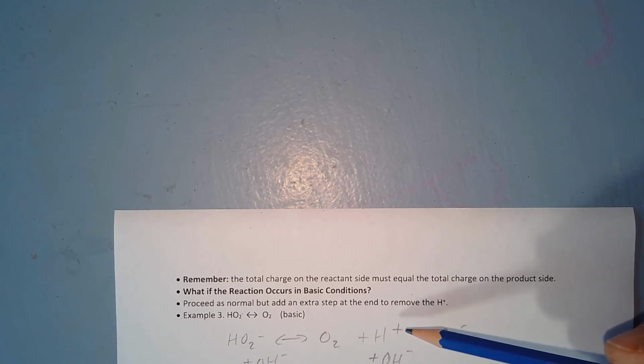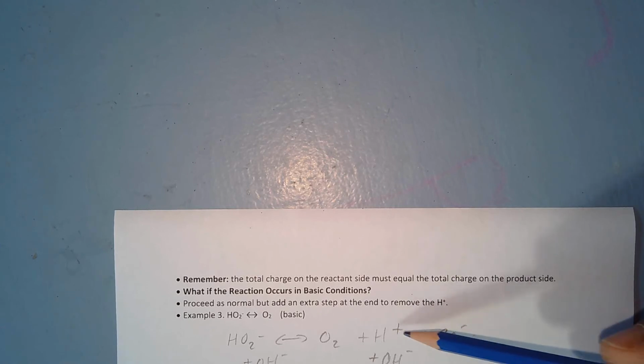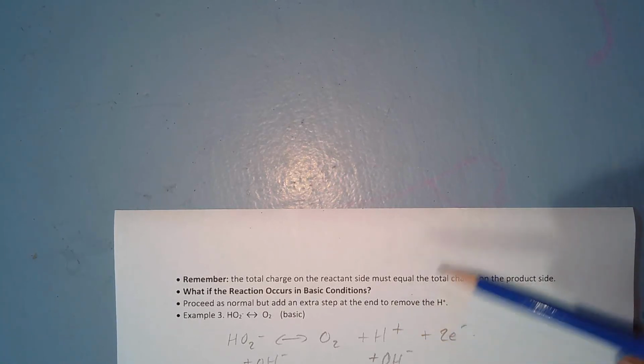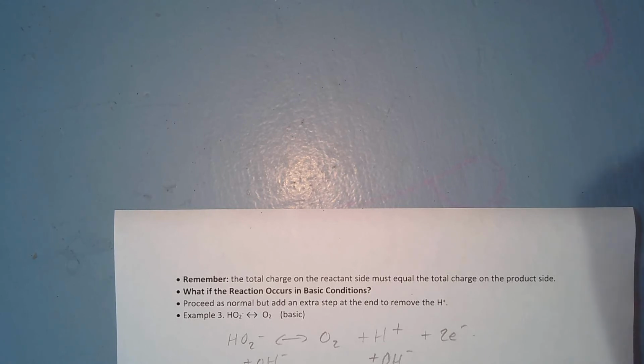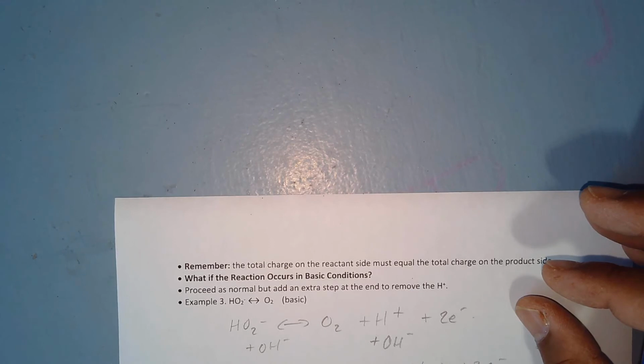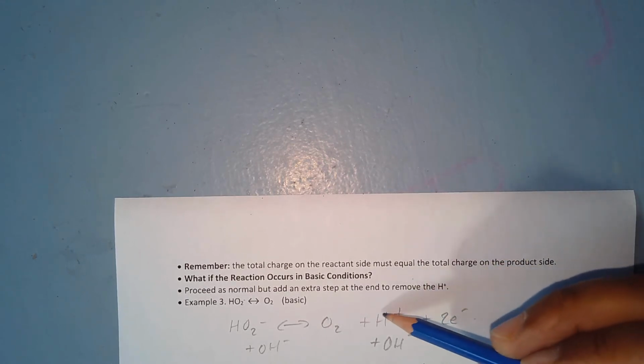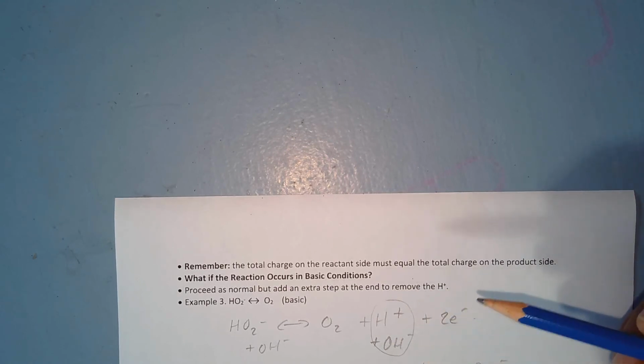So the way you do this is you look at how many OHs you have, how many H pluses you have, and what you do is you add that many OHs to both sides. So it's kind of like math. If you do something to one side of the equal sign, you have to do it to the other side. So we add OH to both sides. And so now what's the H plus and the OH minus going to want to do?